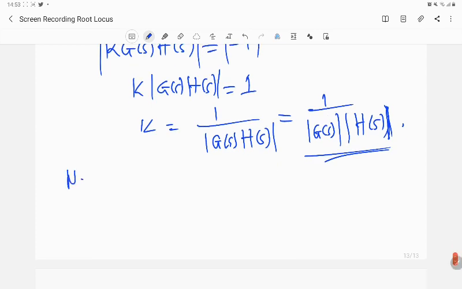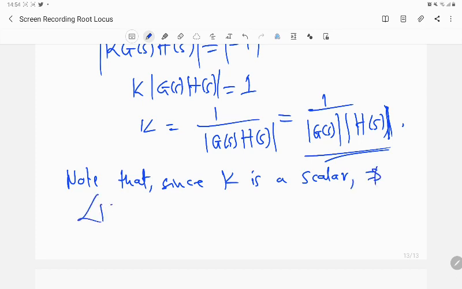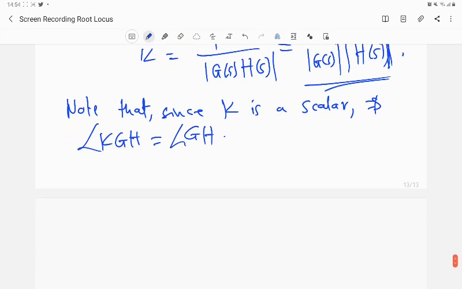Also note that since K is a scalar, the angle of KGH is actually equal to the angle of GH. So the angle of G times H, which is a complex number, is the same as the angle of G times H times K, because K is a positive real number. It contributes 0 angle to the system.